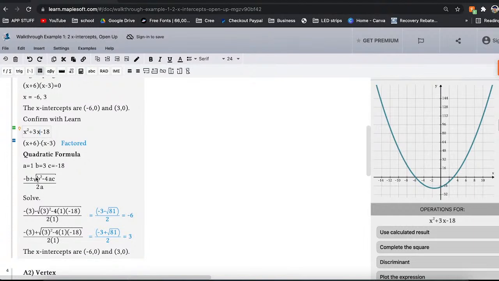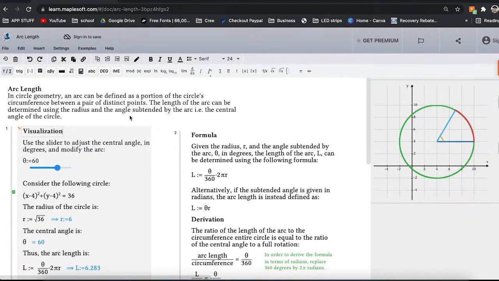Okay, so if we just plug in all of those variables, we can get the same exact thing that we got before, which is -6 and 3. All right, so now let's take a look at an example with arc length.